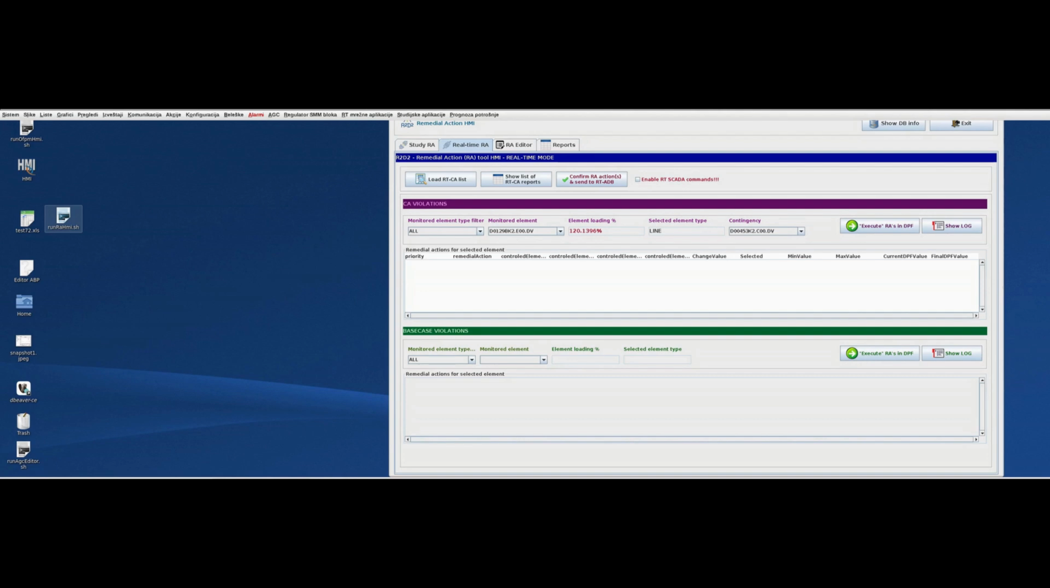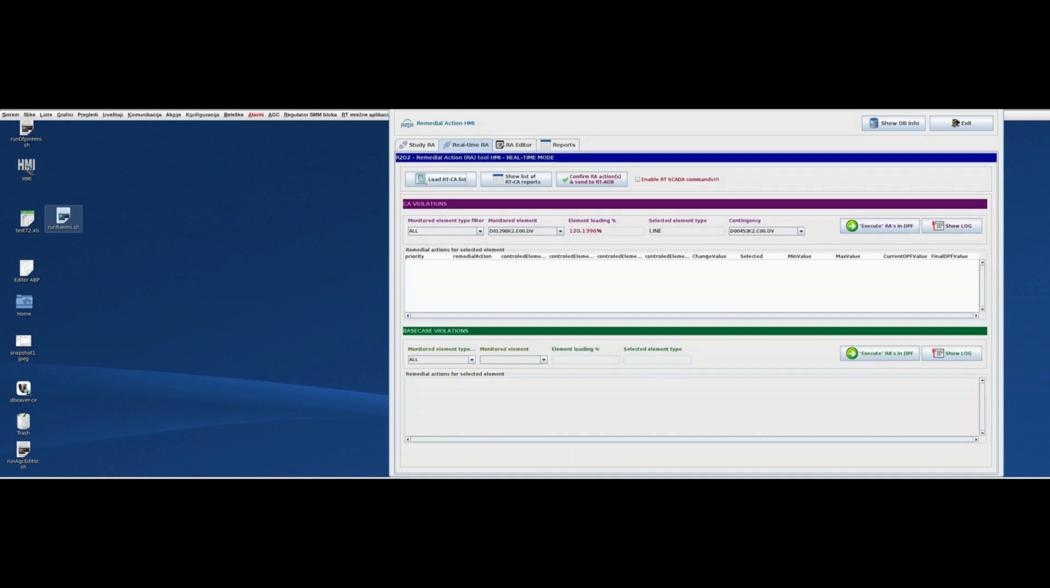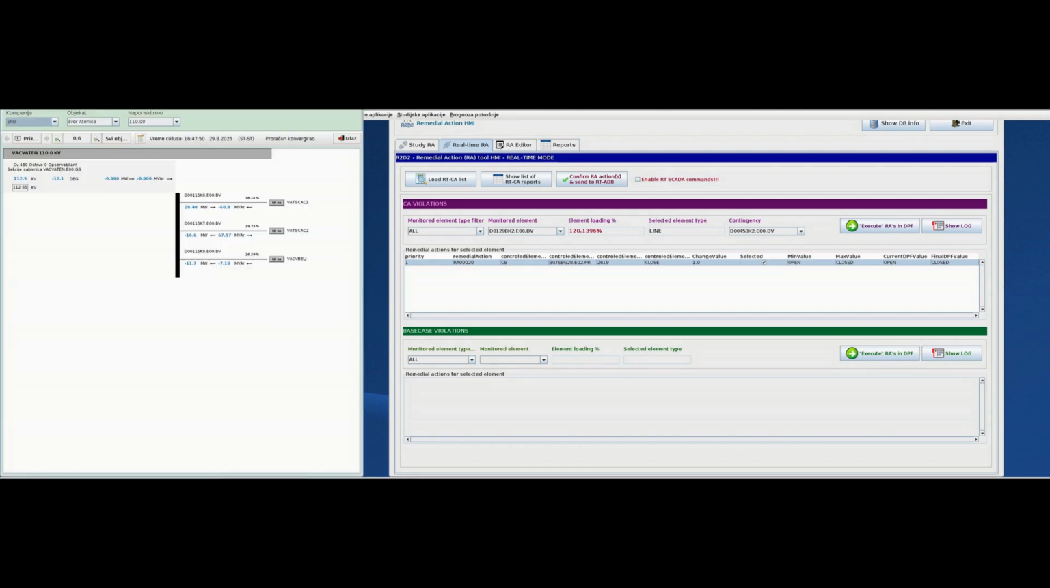First, before switching, they would need to perform the analysis to confirm that there is no other overload that would happen with switching on of this line. So the dispatchers are now choosing the remedial action, that is switching on the circuit breaker in substation Belgrade 28, and then they are executing these remedial actions in the application called dispatcher power flow to check if there is some violation. This is done automatically.